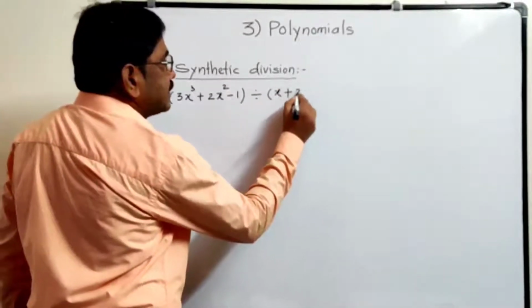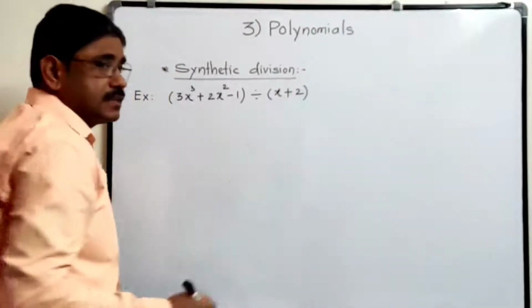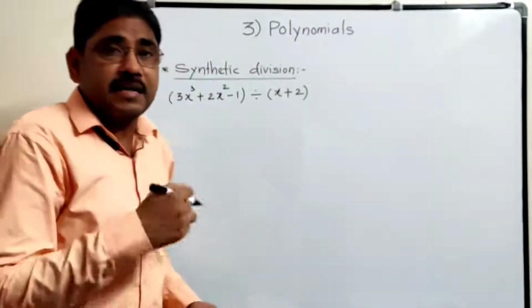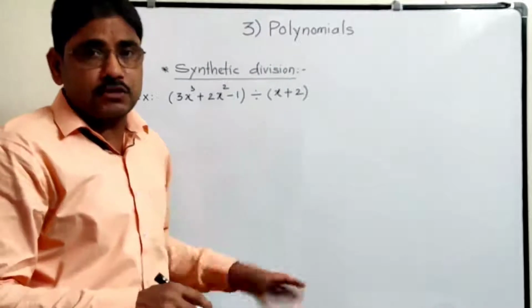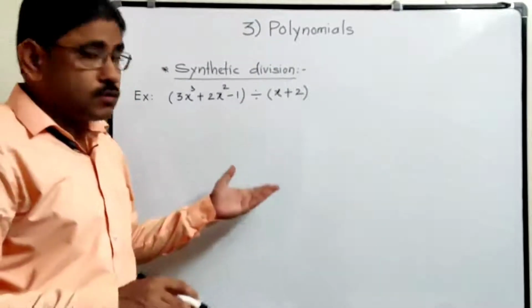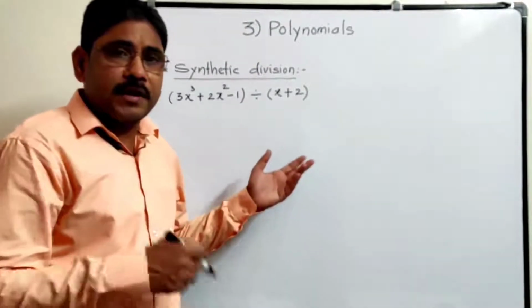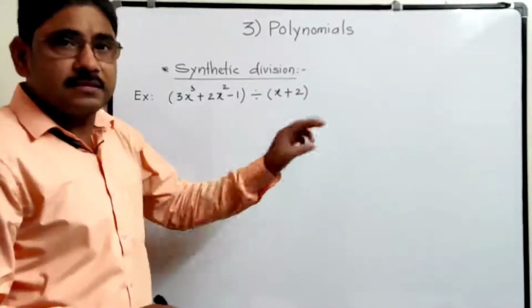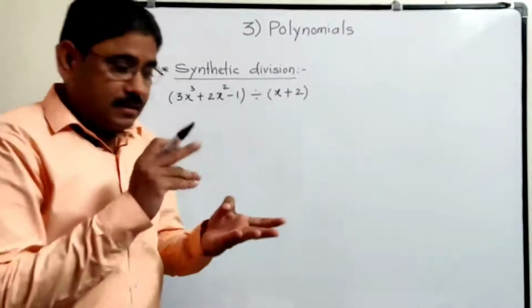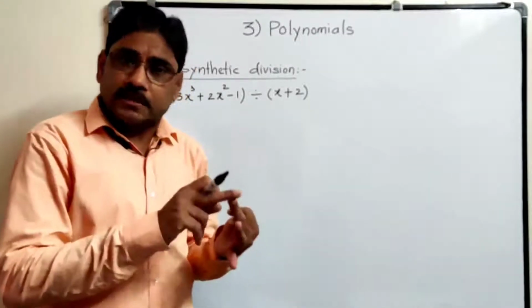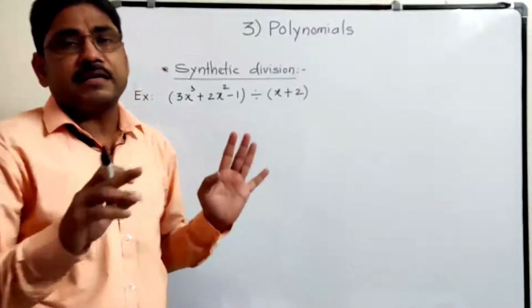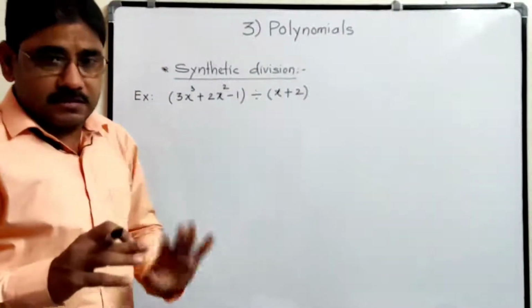So here in synthetic division always the divisor is of the type x plus a or x minus a. That means x plus 1, x plus 2, x plus 3, or x minus 1, x minus 2, x minus 3, like this. So these are the divisors.